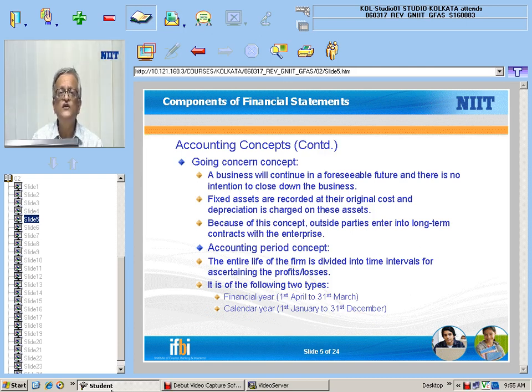So this financial year, as I told you, varies from country to country. For some countries, it may be 1st April to 31st March. For some countries, it may be 1st October to 30th of September. It depends.